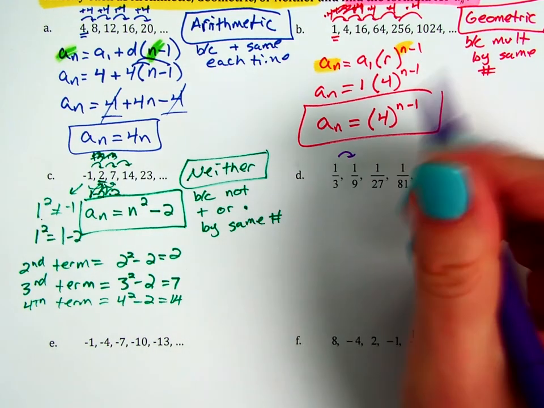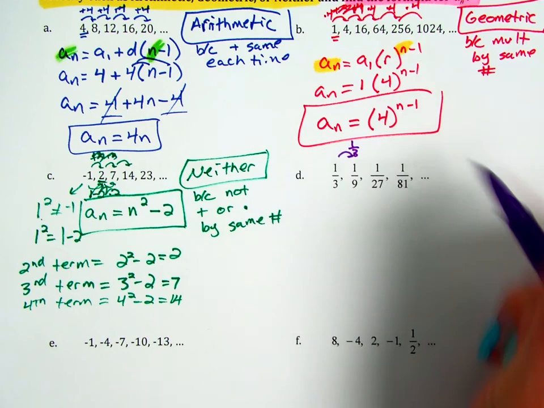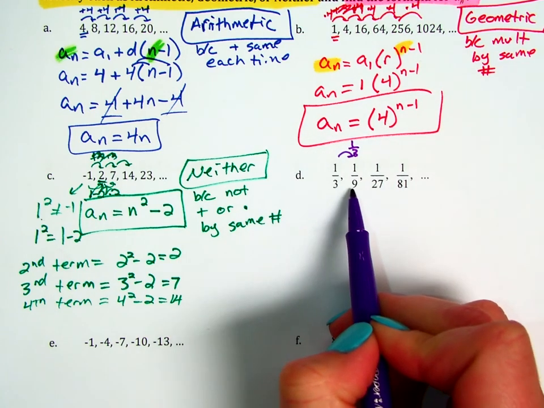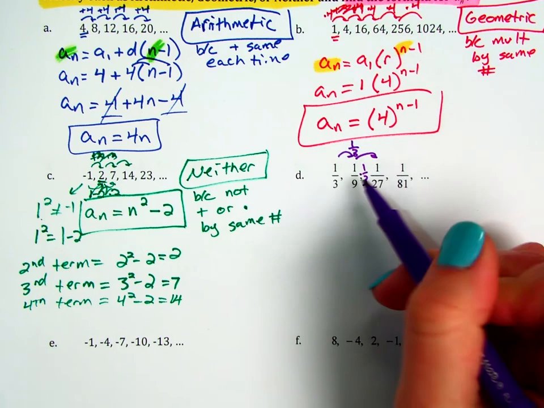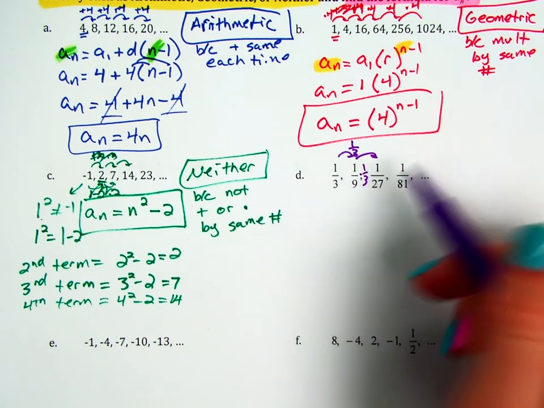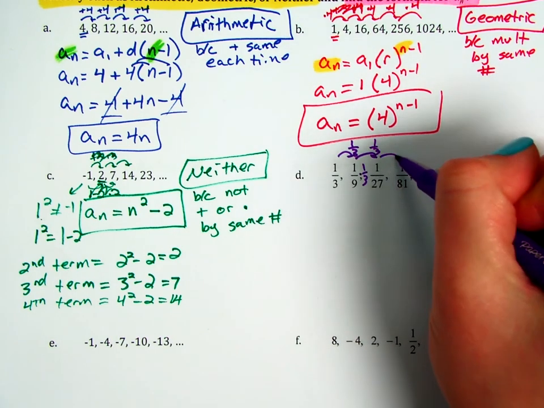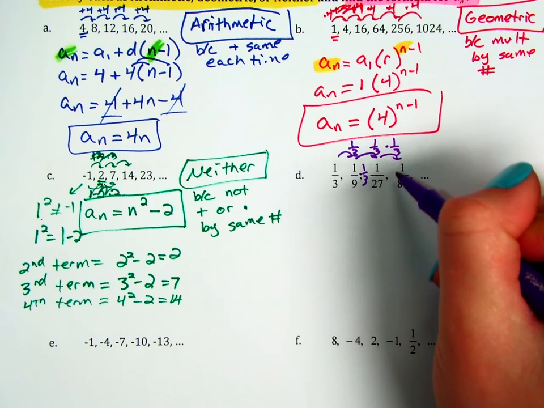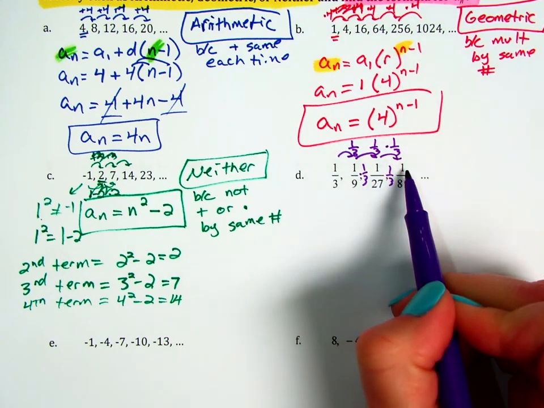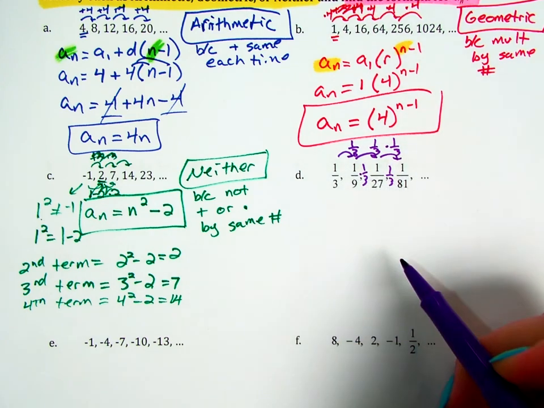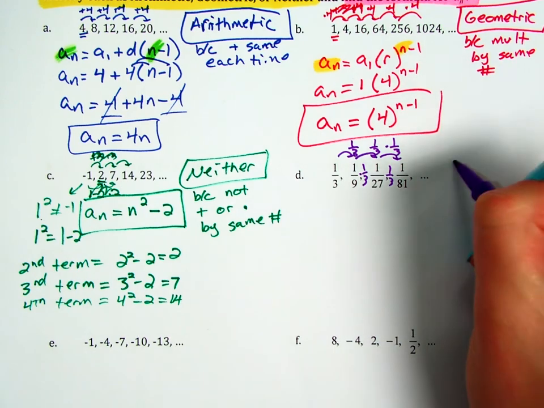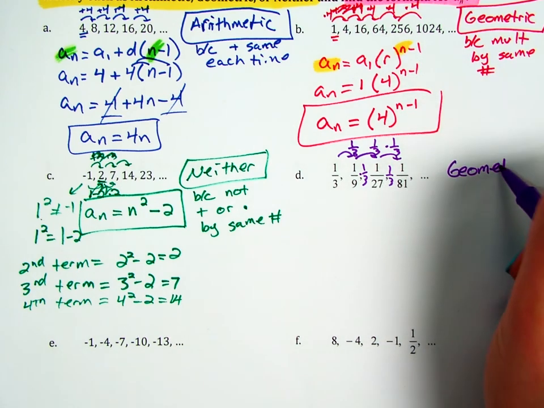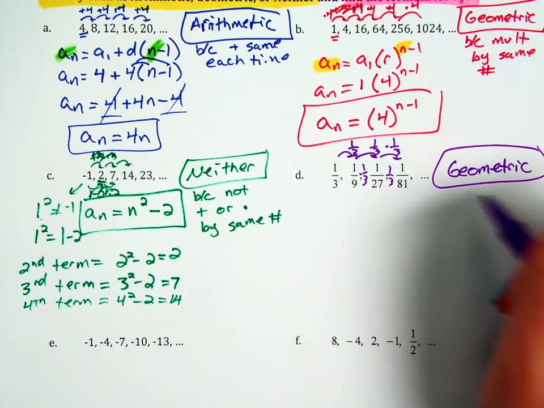But the top stays the same. So I'm really multiplying by 1/3 because 1 times 1 is 1. 3 times 3 is 9. If I multiply this by 1/3, 1 times 1 is 1. 9 times 3 is 27. Let's see if that stays the same. So 1 times 1 is 1. 27 times 3 is 81. So I'm multiplying by 1/3 each time, which tells me that this is geometric because I'm multiplying by the same number each time.